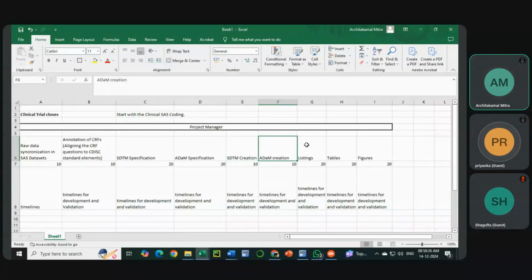Then ADaM validation, then listing, table, figure validation. Like we are doing here, the tables and listings which we are seeing here. Suppose Shagupta is also doing the same listing. Now Shagupta comes in with her output, I go with my output, and then we do a proc compare. If we see differences in numbers, what are the differences? What has Shagupta captured which I have not captured? Or what has Shagupta taken into consideration which I have not? If there are differences in values, how are they coming? What is the problem? So these are the validations.